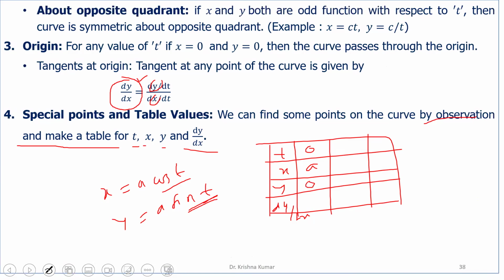And for dy/dx, we will try to find out what it is. It is nothing but dy/dt upon dx/dt, so a cos t upon minus a sin t. The a will cancel, so it is minus cot t. So this is dy/dx. If we put t equal to 0, then cot t is also evaluated accordingly. In this manner, we will try to find the different values for t, x, y, and dy/dx, and we make a table.